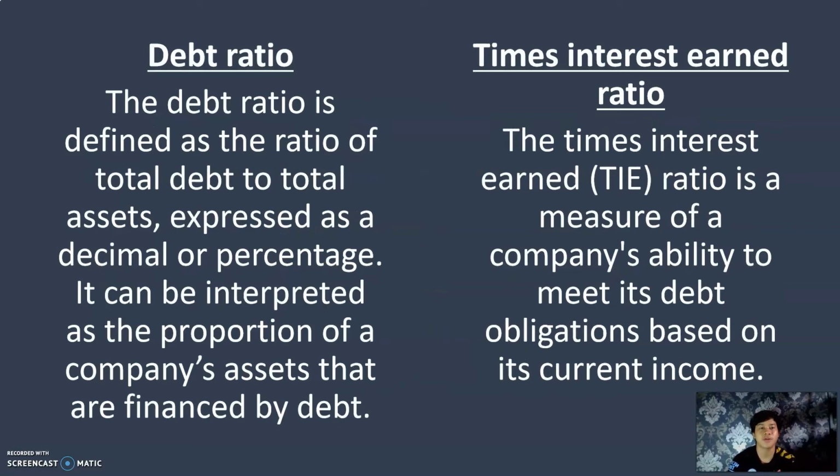There are two types of ratio in leverage ratio. The first is debt ratio. The second is times interest earned ratio. Debt ratio is defined as the ratio of total debt to total assets expressed as a decimal or percentage. It can be interpreted as the proportion of a company's assets that are financed by debt. The second is times interest earned ratio, also called the TIE ratio. It is a measure of a company's ability to meet its debt obligations based on its current income.